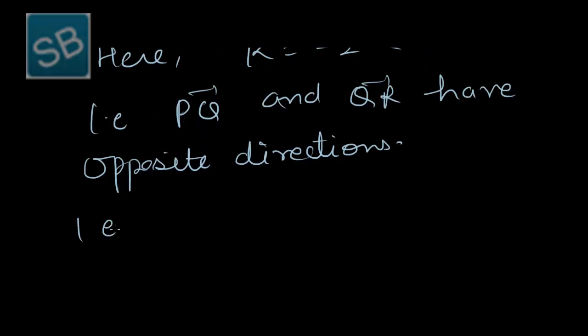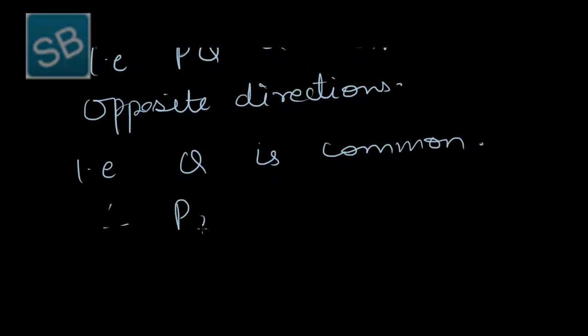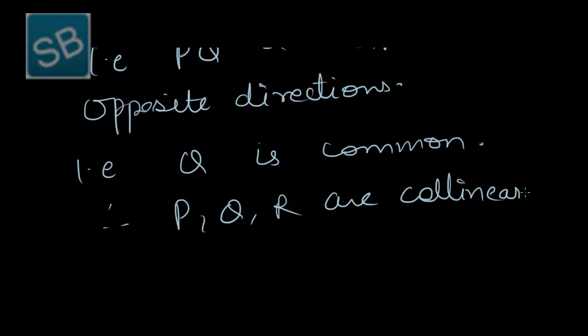That is, point Q is common. Therefore, P, Q, R are collinear. So in this way we can check the collinearity of three points, that is, by using directions.